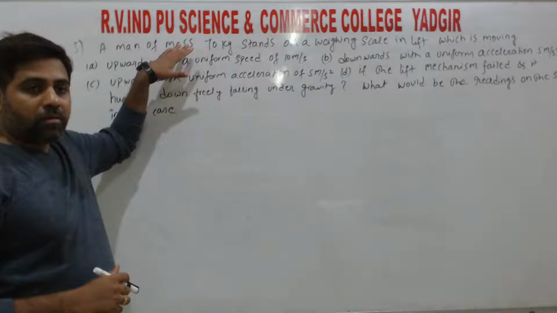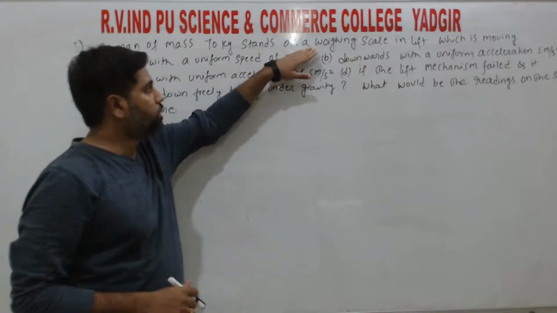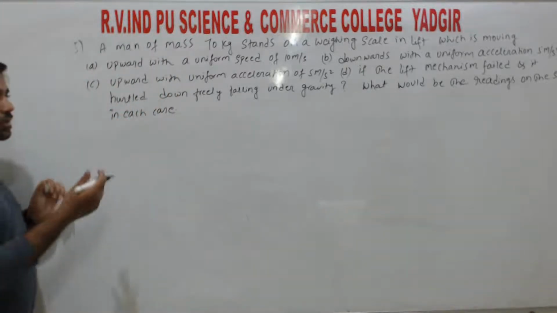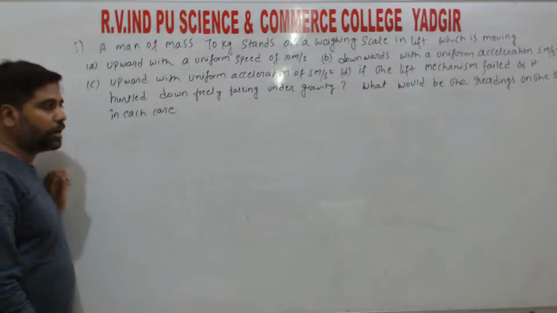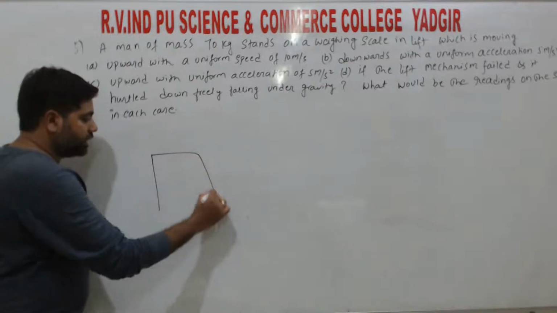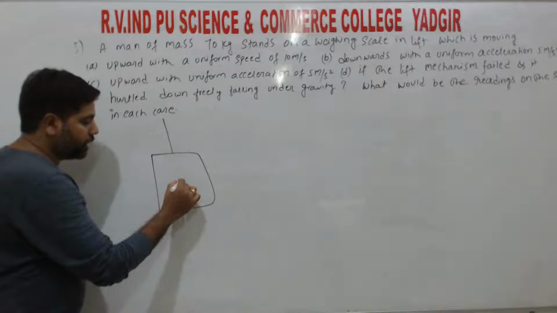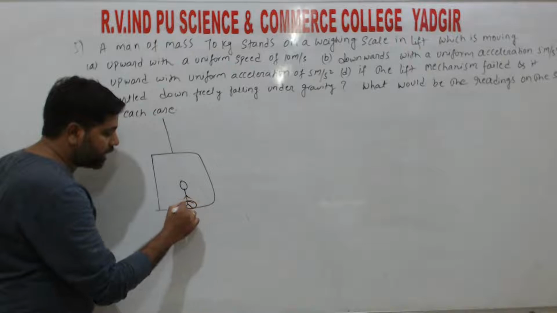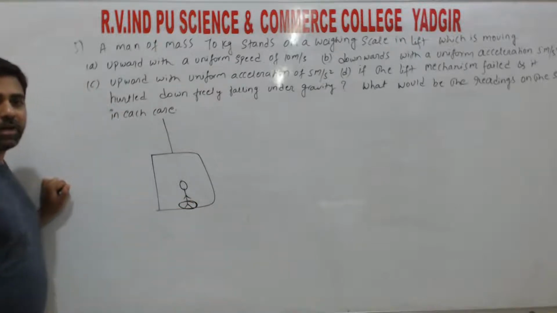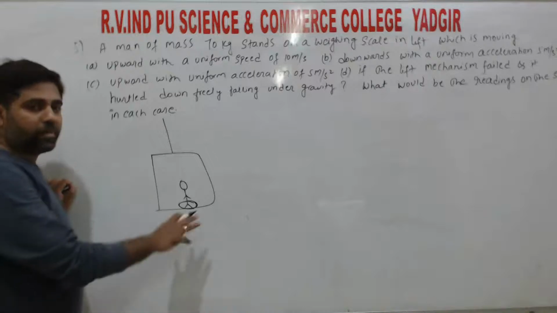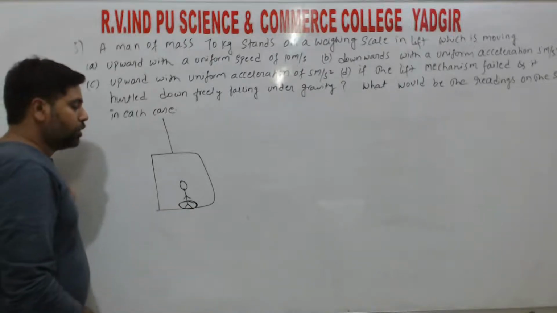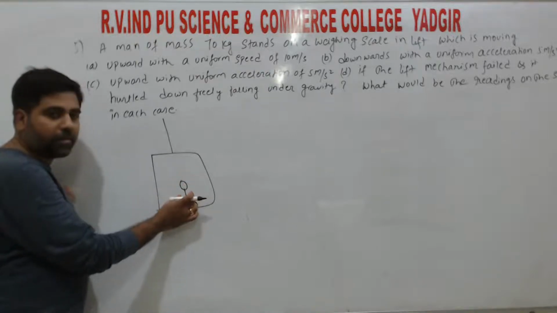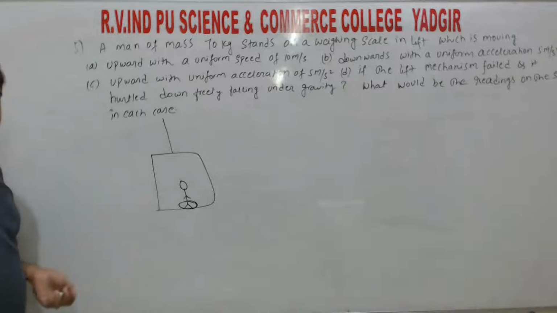So a man of mass 70 kg stands on a weighing scale in a lift. Before solving this problem, first understand the concept of this question, right? Initially there is one lift, and in the lift there is one person standing on the weighing scale, the scale where we check weight. Here we get 3 to 4 cases, right? Initially the lift is at rest, so the person in the lift is also at rest.